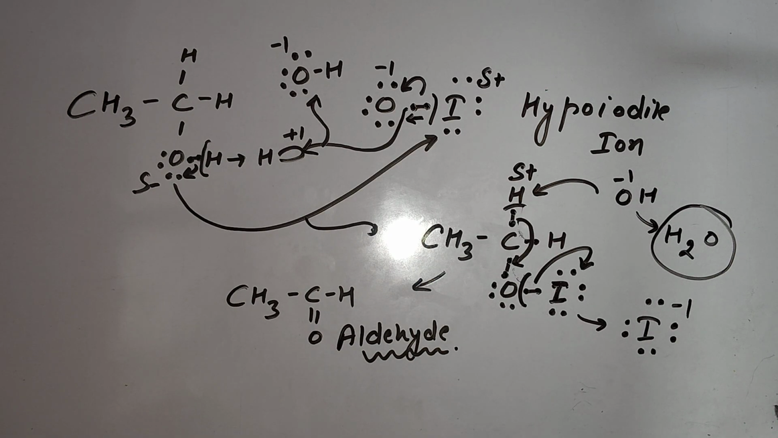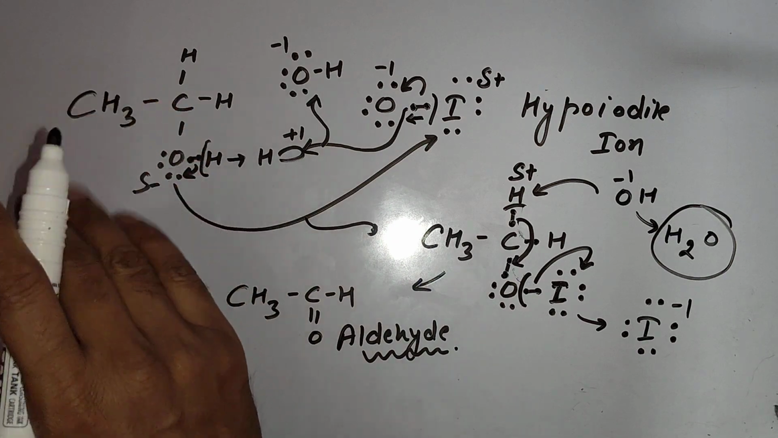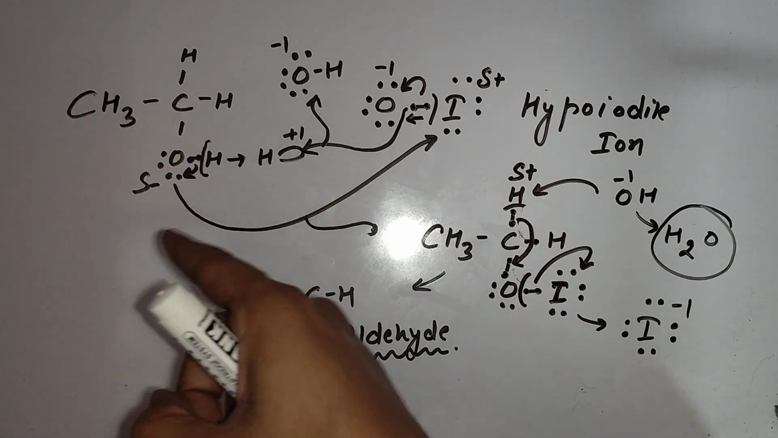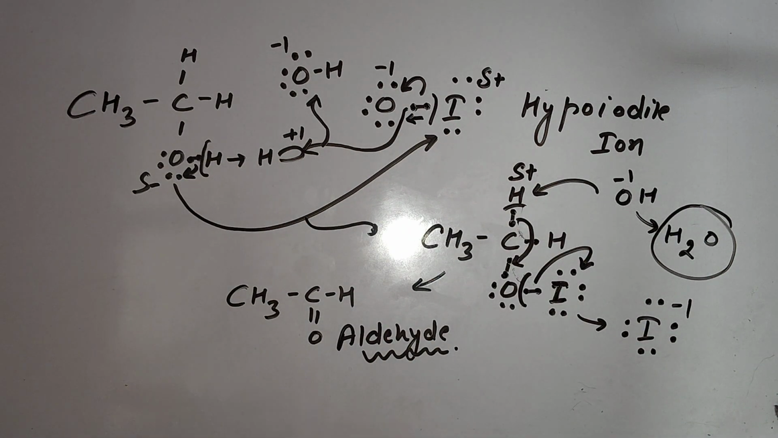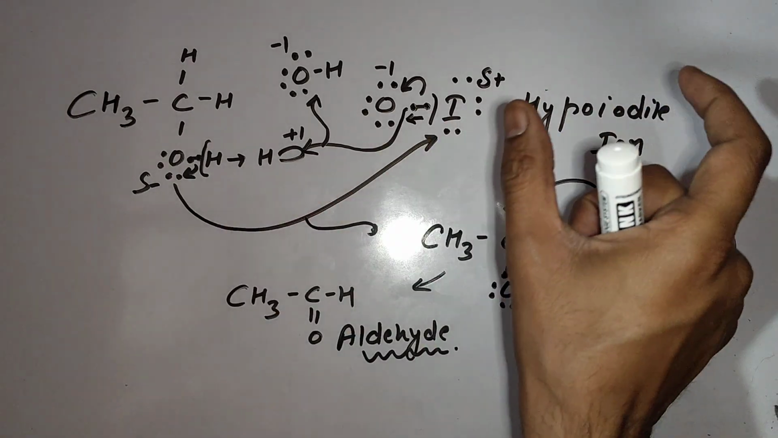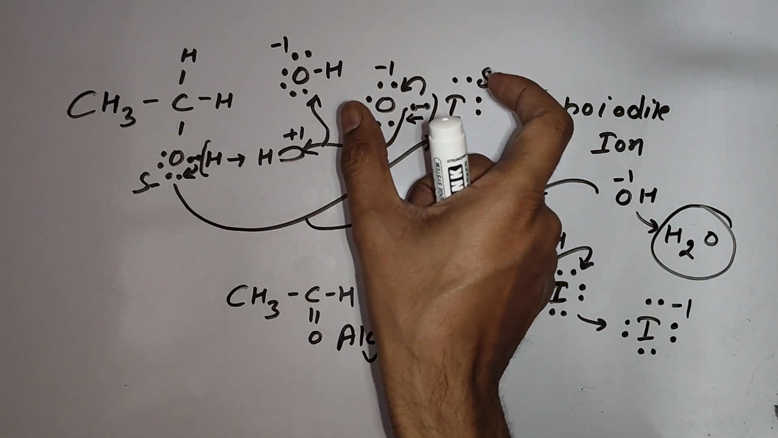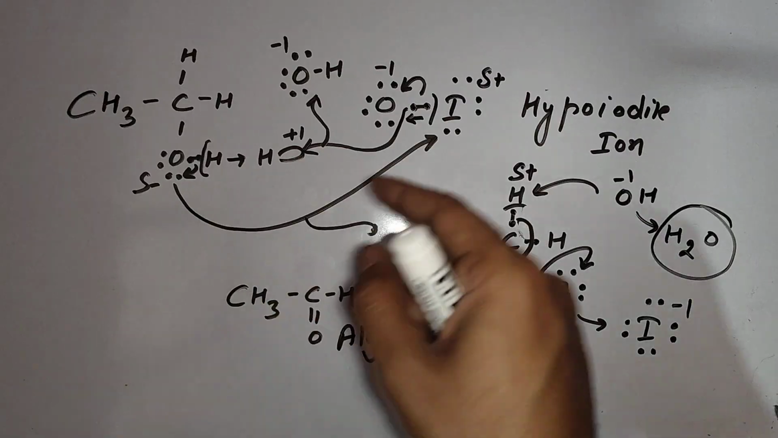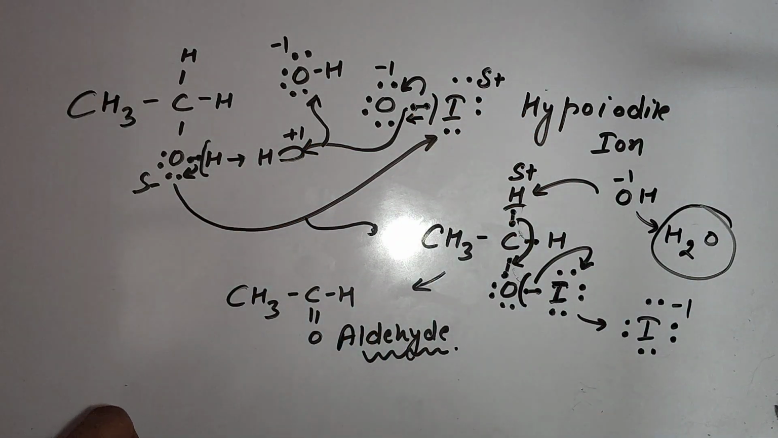Aldehyde means ethanol, alcohol, is firstly oxidized during this process. And this hypoiodite is working as an oxidizing agent here, because due to this everything is happening.